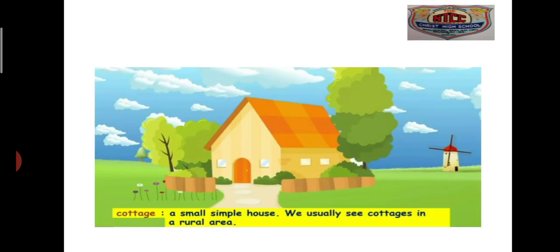Now, I told you that the boy lived in a cottage. So this is the picture of the cottage. What I told you, a cottage is a small simple house. We usually see cottages in rural areas. This is how the cottage looks. And on the left hand side, you can see that there's a small garden. You can see flowers over there.